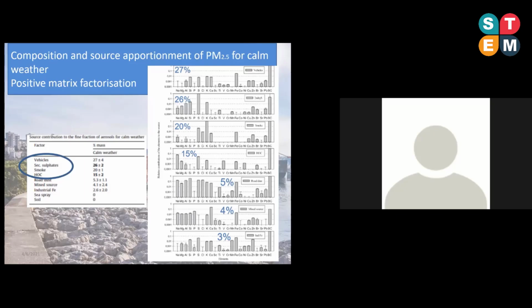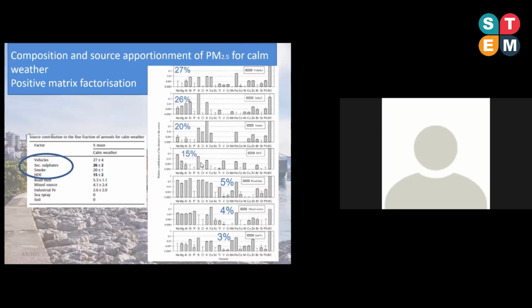Factor 3, smoke. Smoke from biomass burning is typically associated with a high concentration of potassium and black carbon with traces of sulfur and iron. Potassium was present in the source with 91%. The factor shows strong seasonal variation because potassium is coming from wood burning used for domestic heating. This factor contributes 20% of the total fine particulate mass.